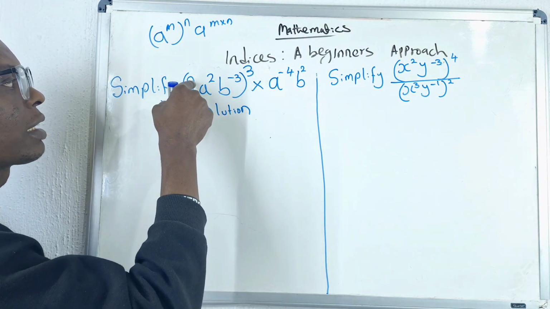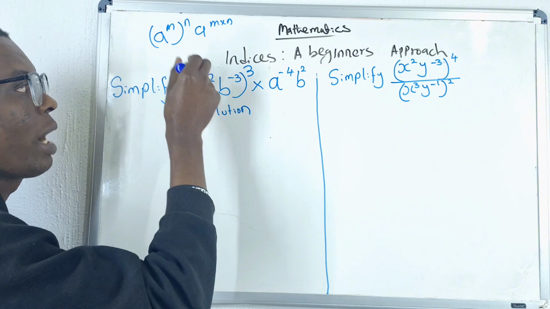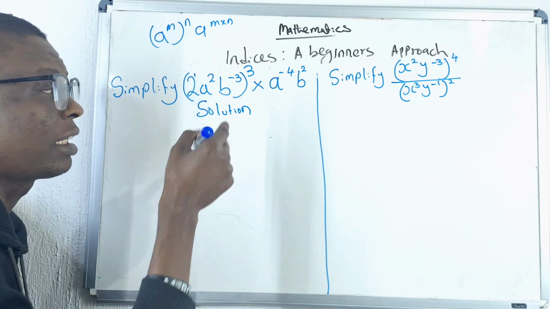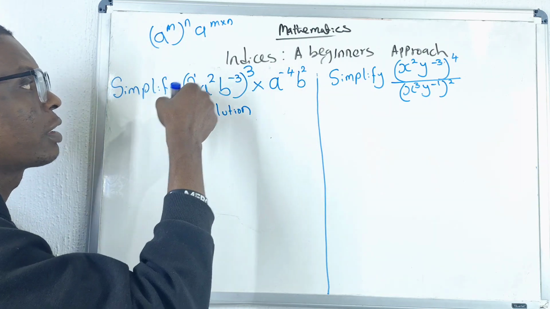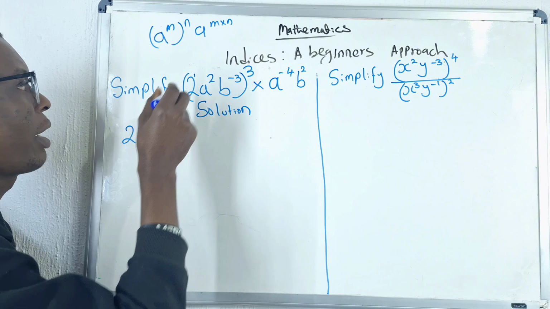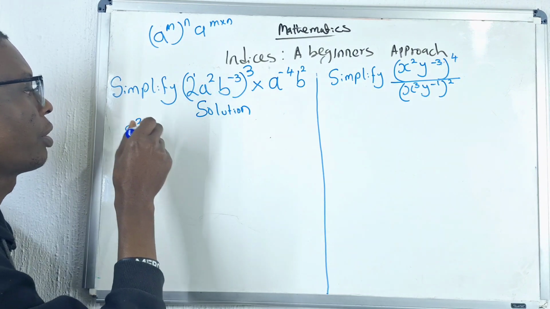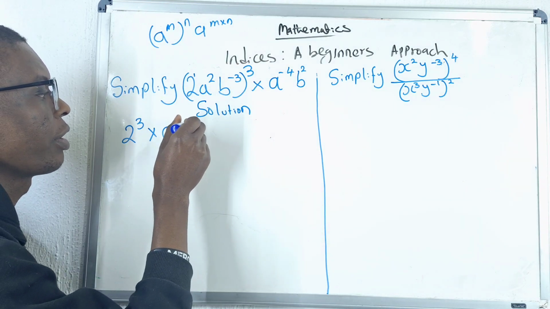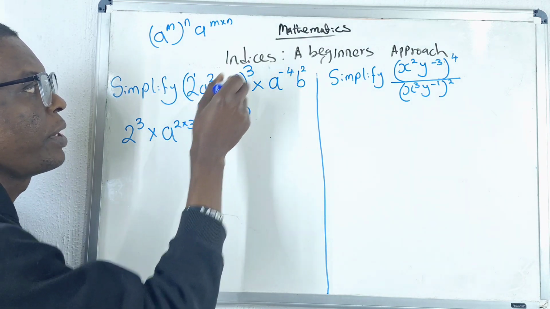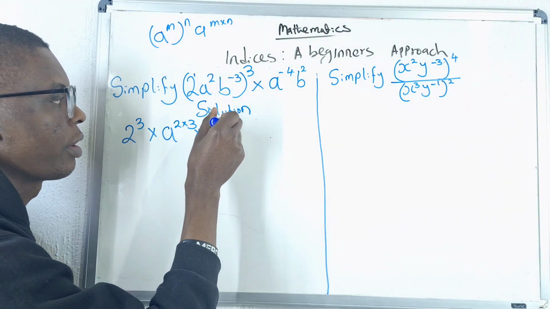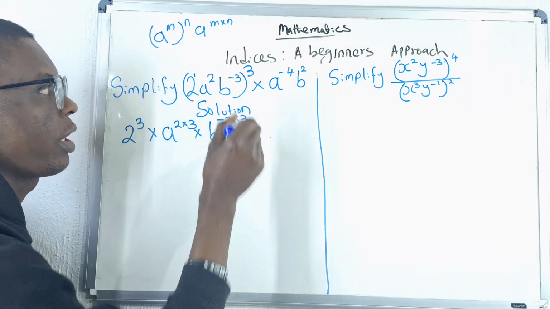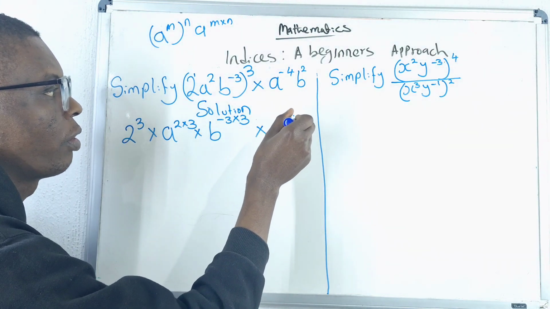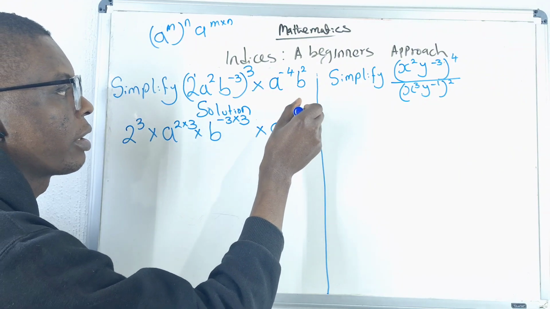So here now, what it simply means is that this 2, remember, has a power of 1. Every number or alphabet has a power. Any one that the power is not written on top of it means that there is a 1 in front. So it's going to simply be 2 raised to power, what's 1 times 3? 3, times a raised to power 2 times 3, times b raised to power minus 3 times 3. All right. And then we have our times a raised to power minus 4 b raised to power 2.